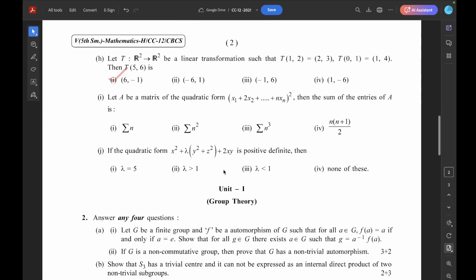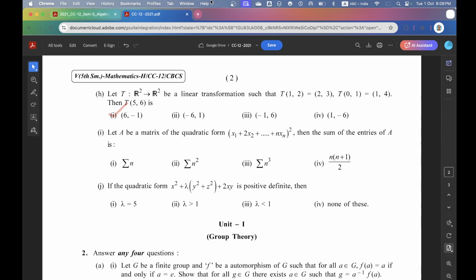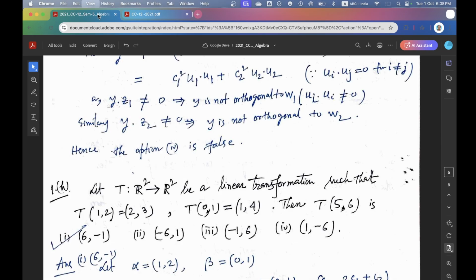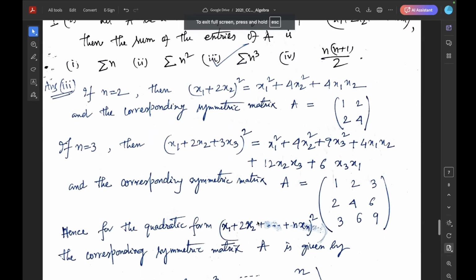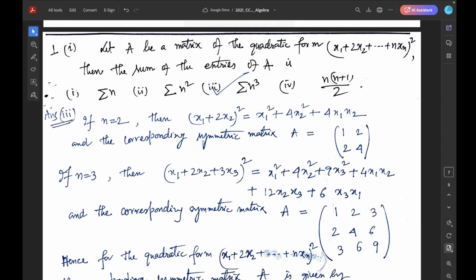Question I. Let A be the matrix of the quadratic form (x1 plus 2x2 plus ... plus nxn) whole square. Then the sum of the entries of A is what? If n equals 2, then (x1 plus 2x2) whole square equals x1 square plus 4x2 square plus 4x1x2, and the corresponding symmetric matrix A equals [[1, 2], [2, 4]].